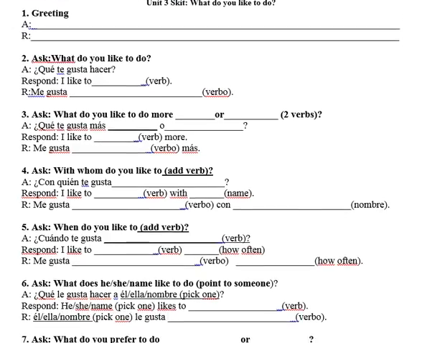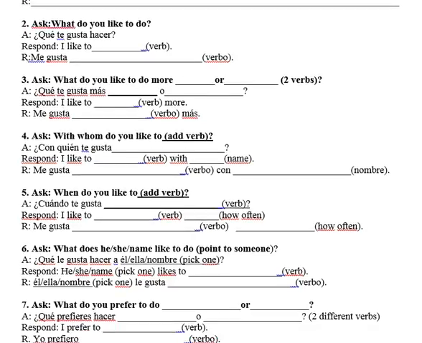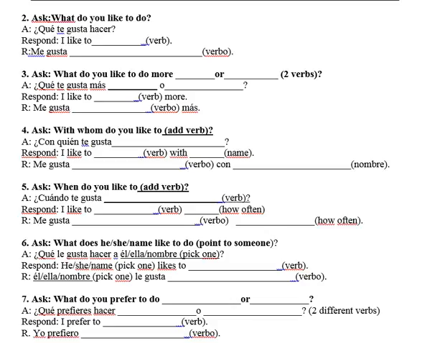On number two, it says, ask, what do you like to do? And in order to say, what do you like to do in Spanish, we have to say, ¿Qué te gusta hacer? And you notice that hacer is silent because the H's in Spanish are, of course, silent. So I want you to repeat after me. ¿Qué te gusta hacer? Repeat again. ¿Qué te gusta hacer?